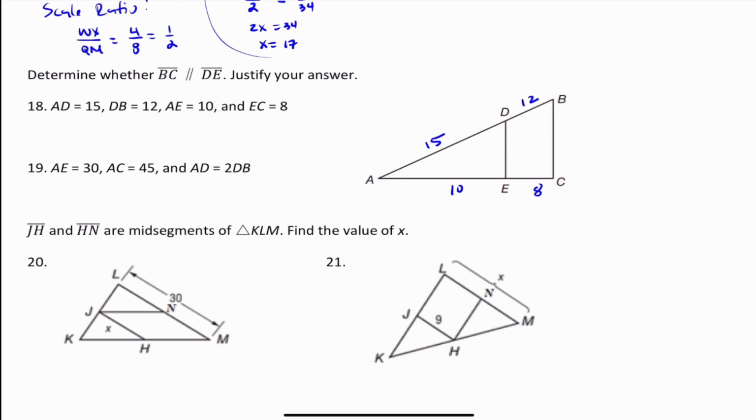So I'm going to do 15 over 12 equal to 10 over 8. Cross multiply, 12 times 10 equals 8 times 15. 12 times 10 is 120, and 8 times 15 is also 120. So we do have the left-hand side equal to the right-hand side. So yes, segment DE is parallel to segment BC.